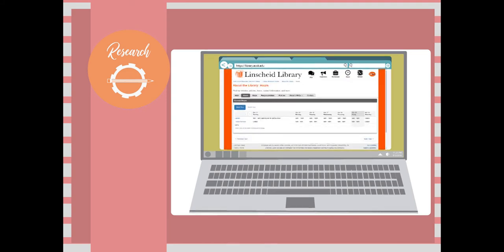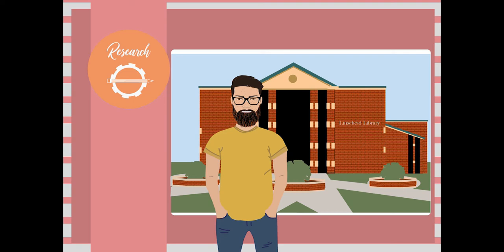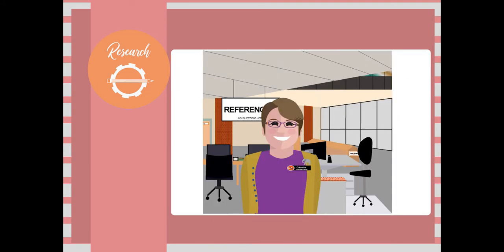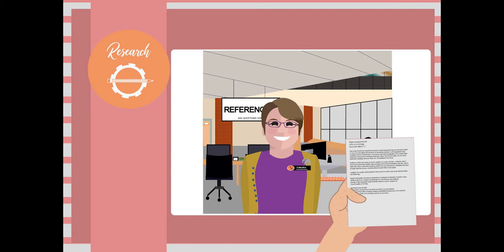Do you know the best places to find the sources you need? You may want to speak to a librarian first for help in formulating a search strategy and identifying appropriate tools and resources for your search. Always bring your assignment sheet with you when asking for help.